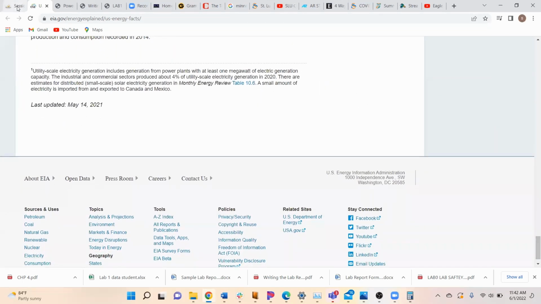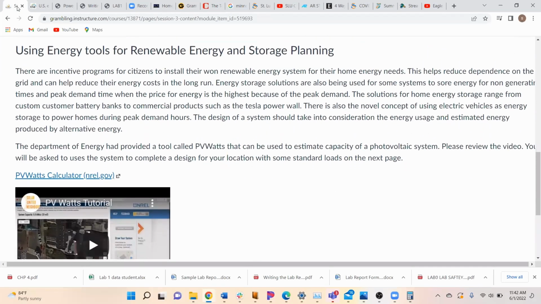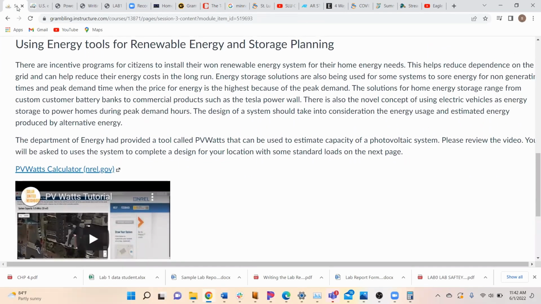Okay, let's continue. Coming to an end. Using energy tools for renewable energy and storage planning. Now, of course, energy is of broad interest, and there is interest in education as well. So the Department of Energy puts out a number of tools and initiatives so that students can be involved in energy, so that they can even desire to work in the energy industry, whether it is on the generation side or on the policy side. From any background, energy is something that is interesting to know. There are also job opportunities available in energy as well.